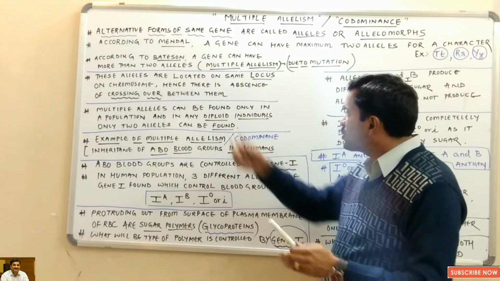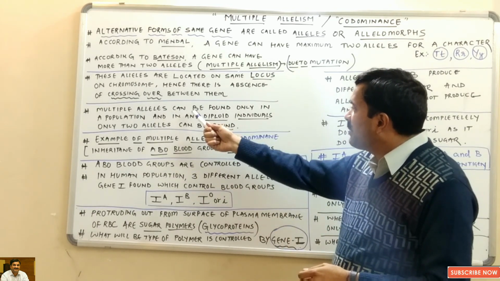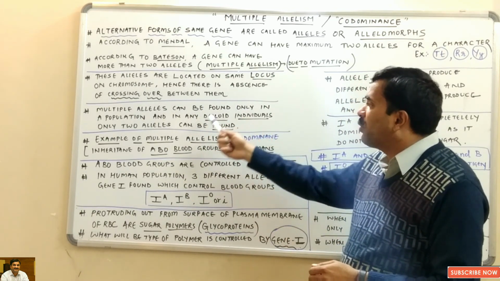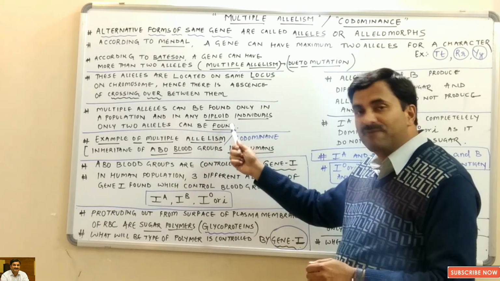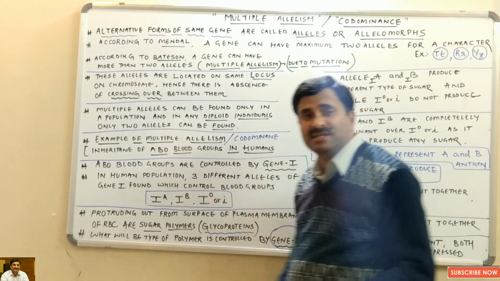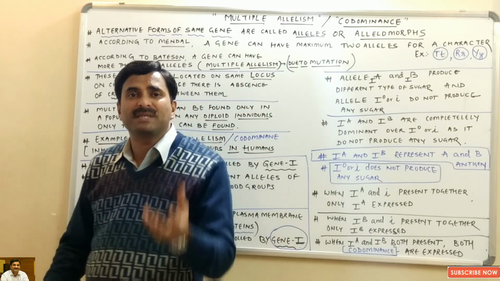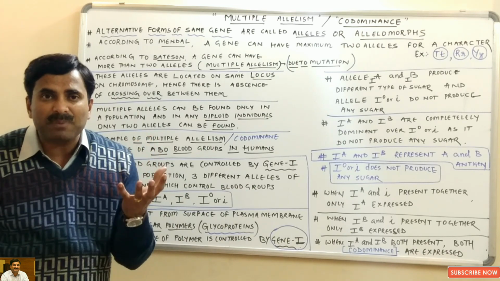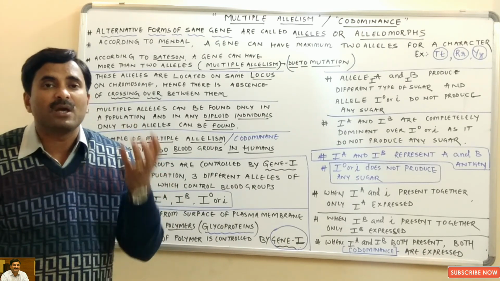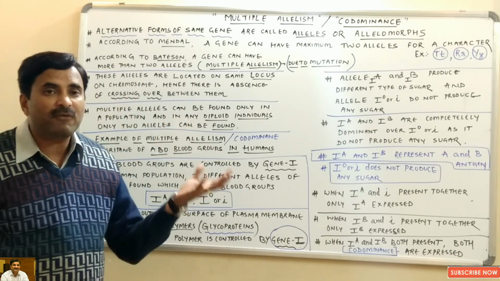So here it is written that multiple alleles can be found only in a population, and in a diploid individual only 2 alleles can be found. Now the question arises: how do you represent multiple allelism? Are there some common examples which represent the phenomenon of multiple allelism?